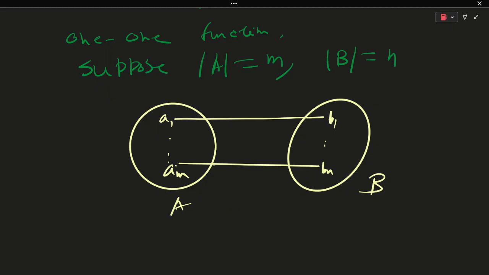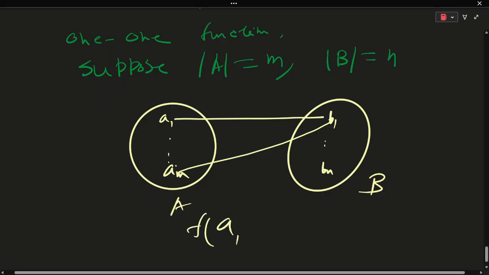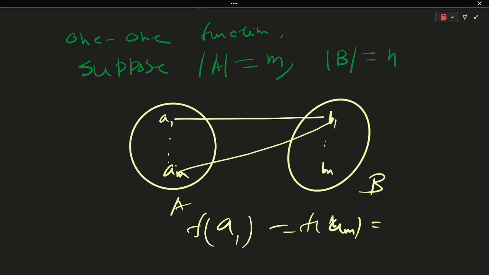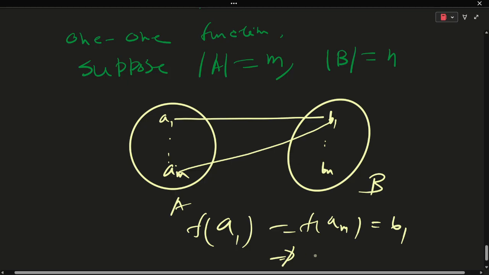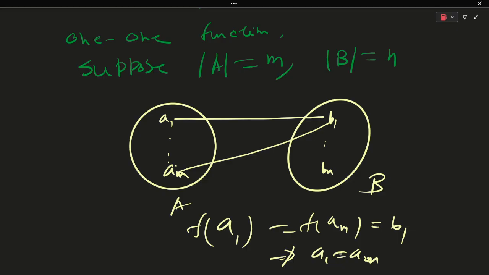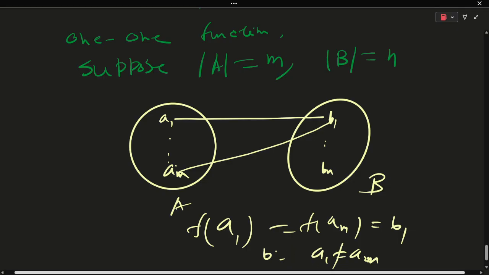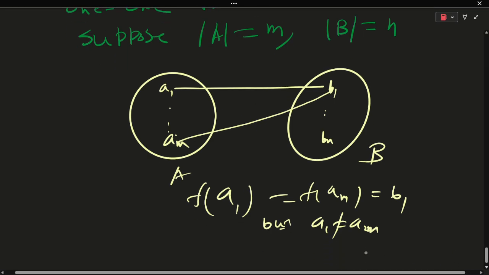This is not one-one, right? Why? f of a1 up to f of am are the same, that is b1. The image points are the same, but this does not imply a1 equals a2. They are not equal, so this is not one-one.